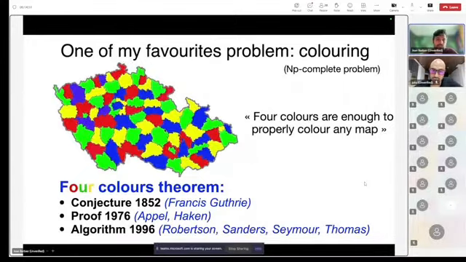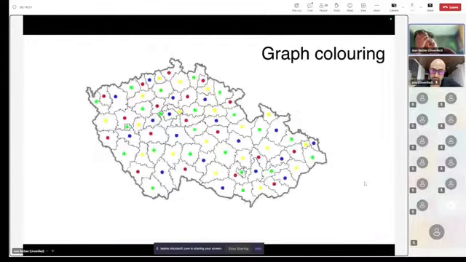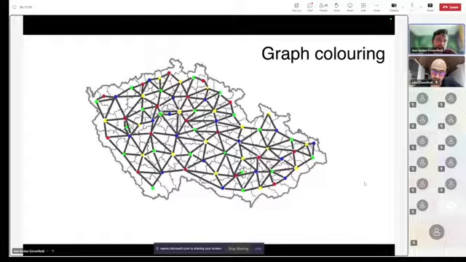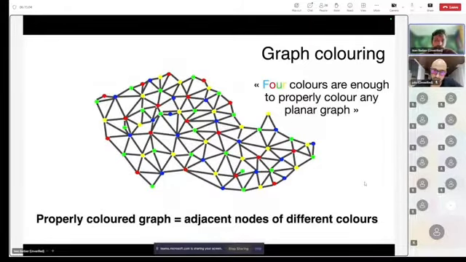Okay, so again, you can write this down as a problem on a graph. You associate a node to every country, then you connect with an edge if they share a border, and you have your graph. And so the theorem tells that 4 colors are enough to color any planar graph.